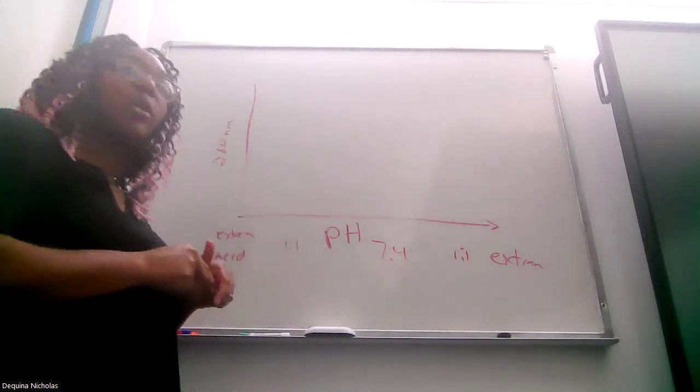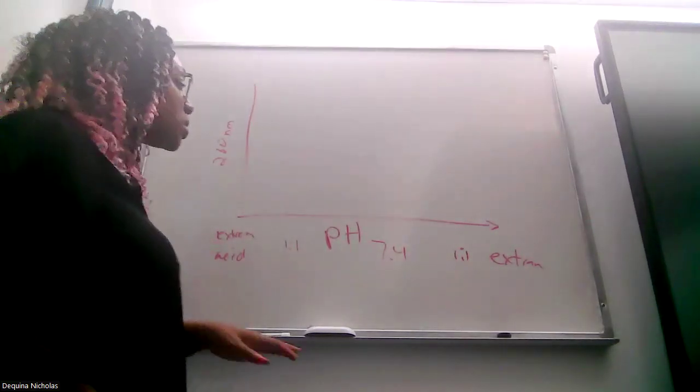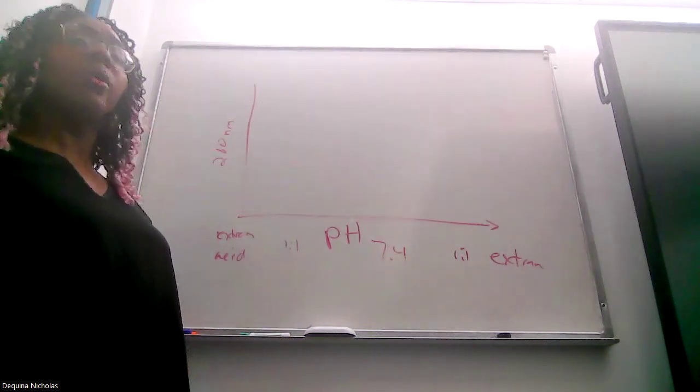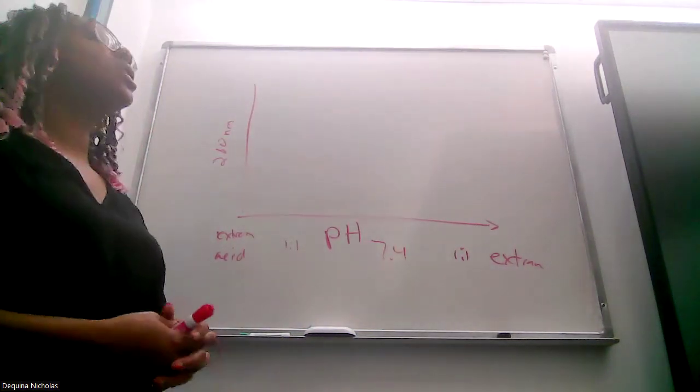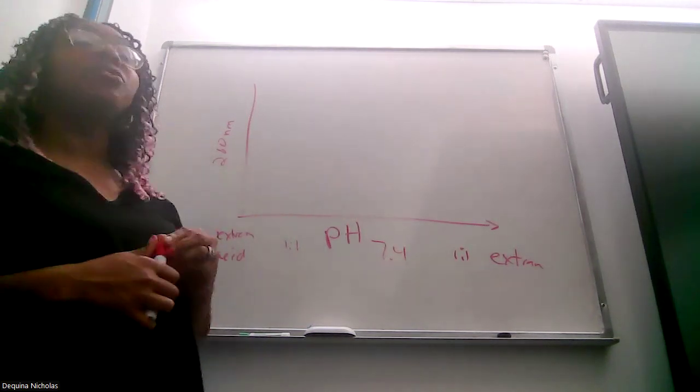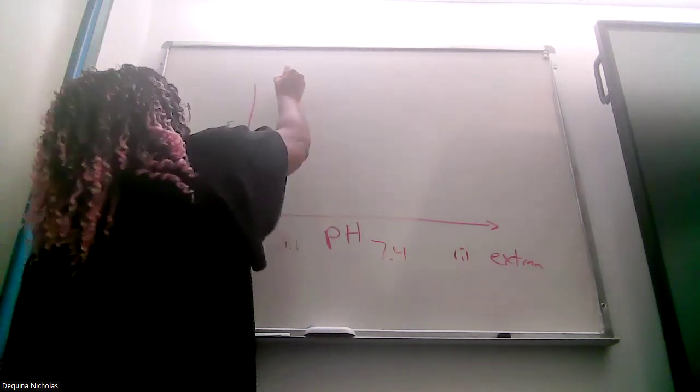Okay, so what do you expect to happen to DNA in extreme acidity or extreme basicity? Is that a word, acidity? It's a real word. It's going to denature it. If the DNA is denatured, are you going to have high or low absorption at 260? High. Okay.